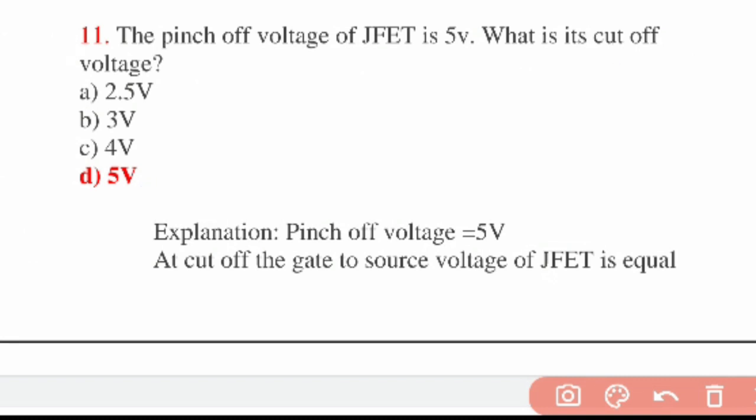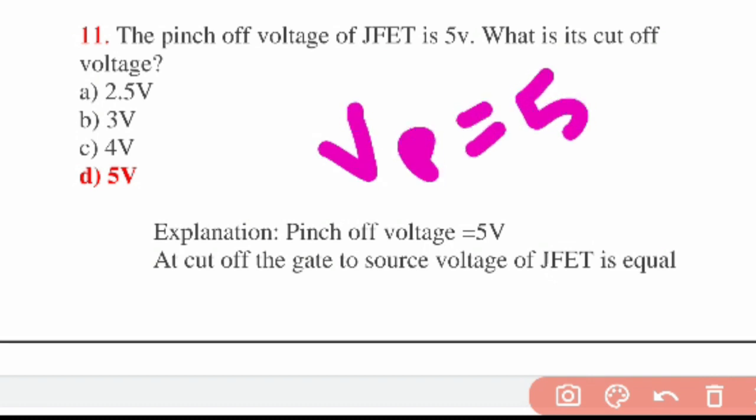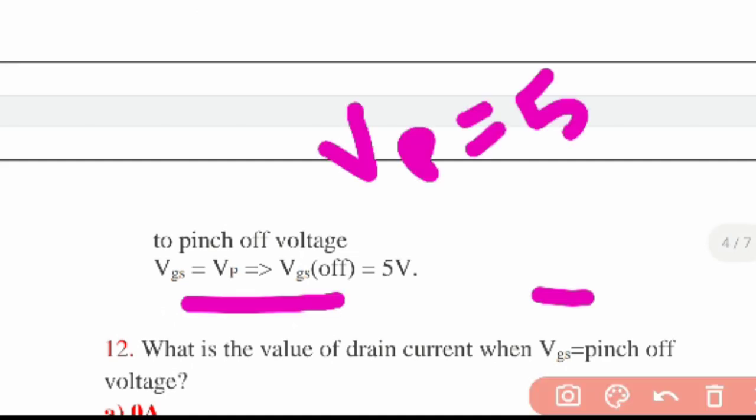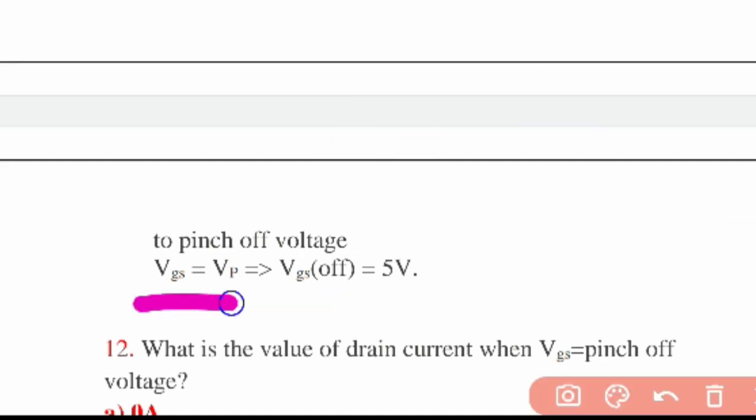How? The pinch-off voltage is Vp equal to 5 volt. Then at the cutoff, the gate to source voltage of JFET VGS is equal to Vp. Vp is equal to VGS. Then the VGS is also 5 volt.